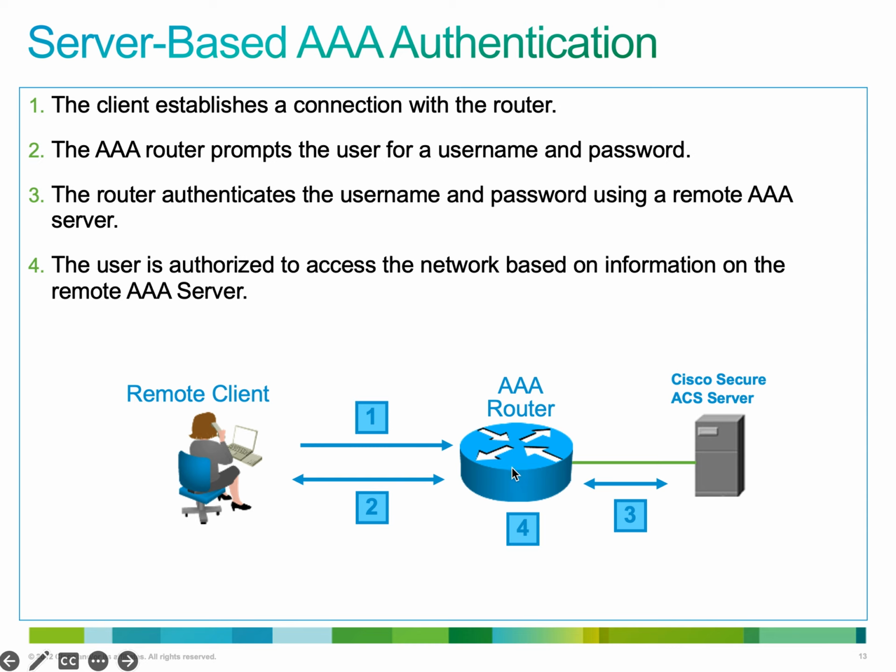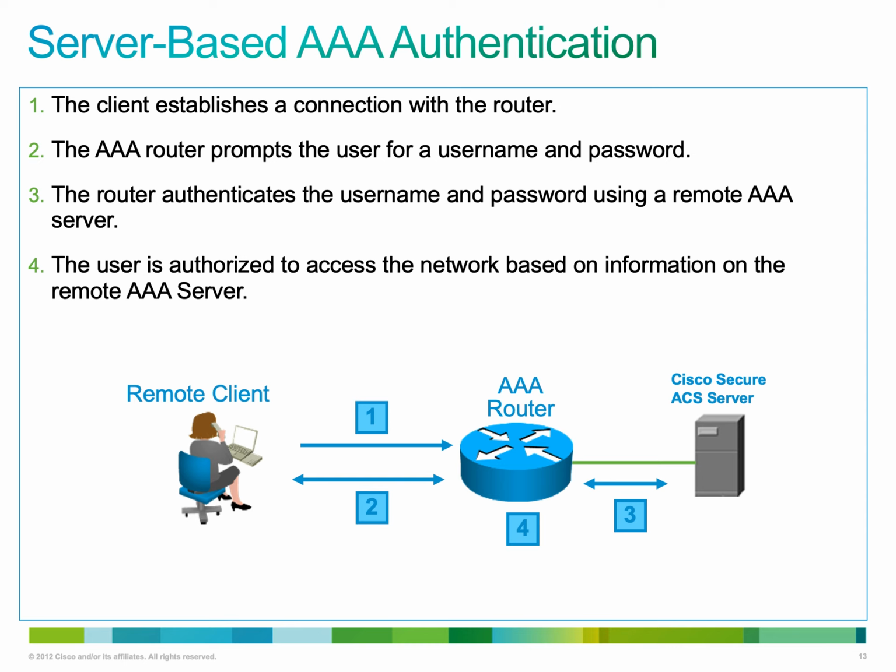Okay, that's step 2. Step 3, obviously, you type in your username and password. After you've done that, the router authenticates the username and password using a remote AAA server. We ask this big guy, the Cisco Secure ACS server, is this username and password authentic? Is it correct? If authentic, then it will grant this remote client access privilege to whatever he needs to do. If not, it will decline. You cannot access, you can't log in.